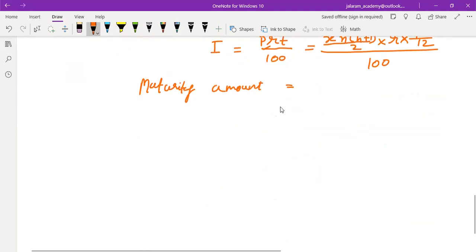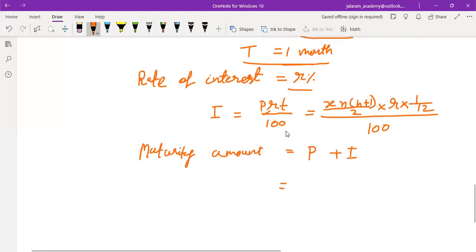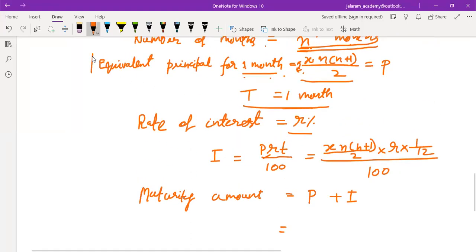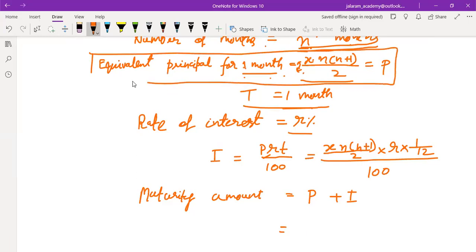So the amount which he gets is the maturity amount, and we know that amount always equals principal plus interest. But remember, this principal is only an imaginary principal. This is the principal which we have only assumed. This is actually not the real principal. So to find the maturity amount, we have to work on the real principal.